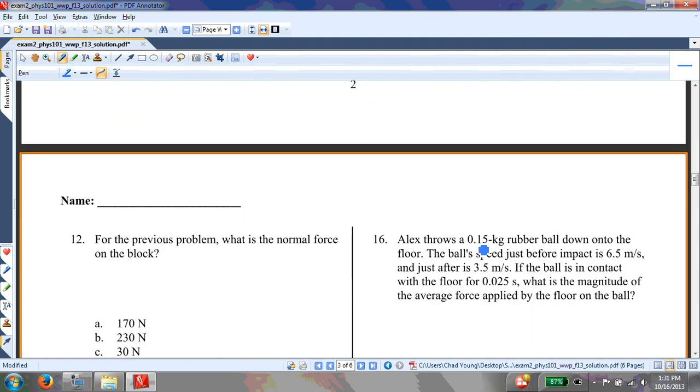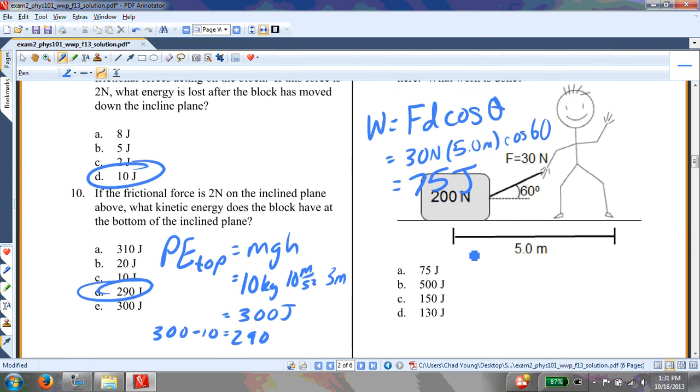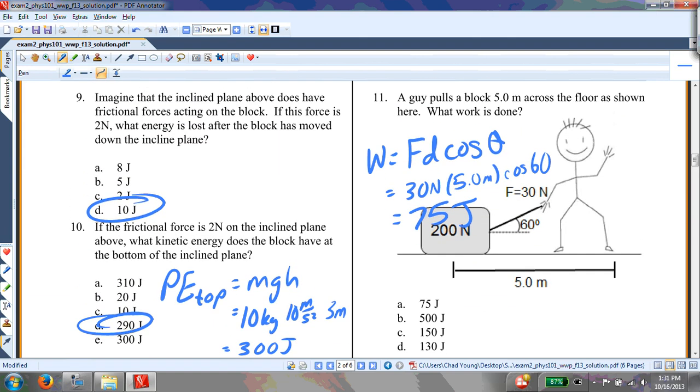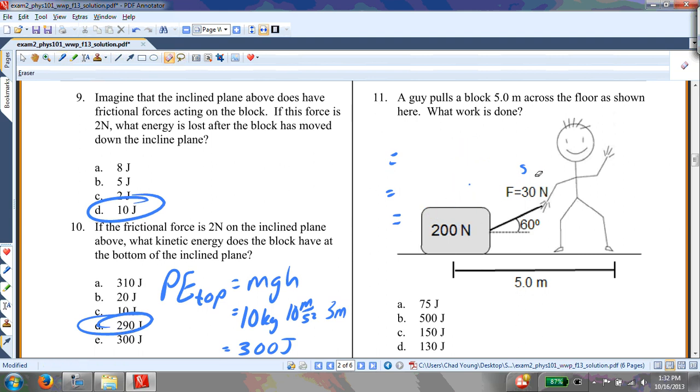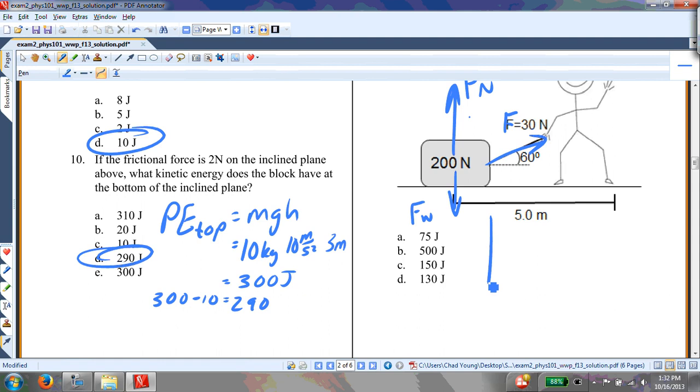All right, so let's look at the next one. For the previous problem, what is the normal force on the block? So let's just take a look here. I'm going to erase this. I want to find my normal force. To find my normal force, I'm going to label all my forces. I have my normal force, I have this force, F, and then I have my force weight. Now, normally, your normal force would equal your weight, but in this case, that's not true, because we have this extra force. We have this force F at 60 degrees, normal force, and then my weight.